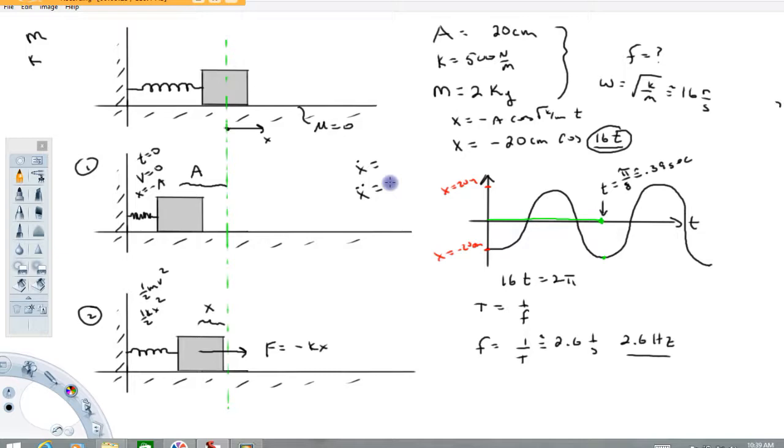So the main point here is how to represent the motion graphically and how to get the period. And of course, from the period, how to get the frequency. So hopefully this has successfully demonstrated that for you.